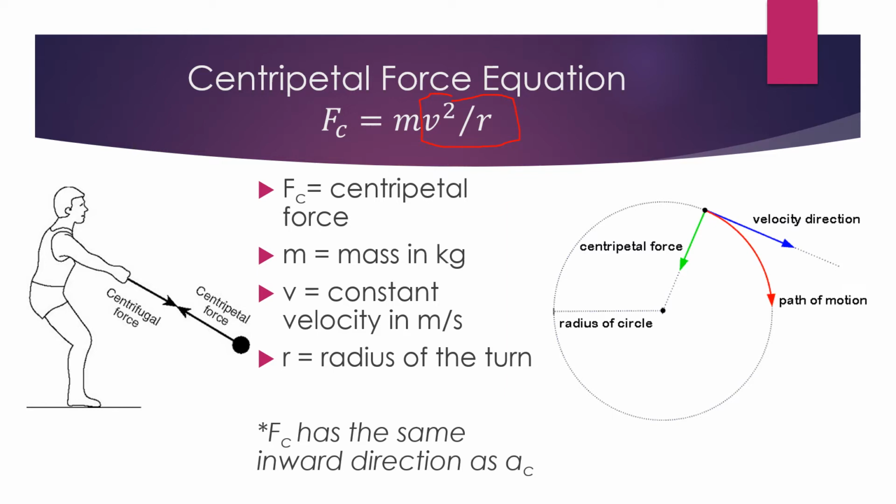There are some pictures here showing centripetal force. Centripetal force is pointing towards the center of the circle, just like centripetal acceleration was. When you're doing these calculations, the mass is still going to be in kilograms, just like all the other physics problems we've been doing thus far. The velocity is going to be in meters per second, so no change there. And r, the radius of the turn, is going to be in meters. I realize it's not on this slide, so let me just try to write an m there. Same units as other distances we've used thus far.